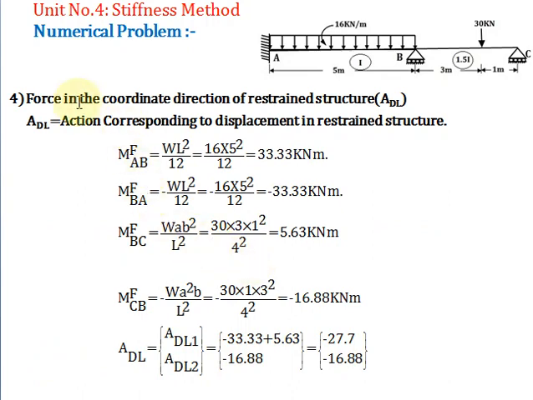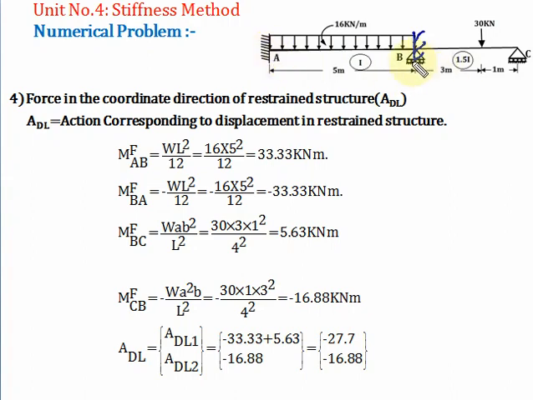The next step is to find out the ADL. ADL is nothing but the action corresponding to displacement in the restrained structure. Now here we find the forces in the coordinate directions of the restrained structure. That means we have to restrain the structure, which means we have to fix the structure. The first member is AB, so here we restrain the structure. We are fixing that structure, and as we fix it, the structure becomes a kinematically determinate structure.